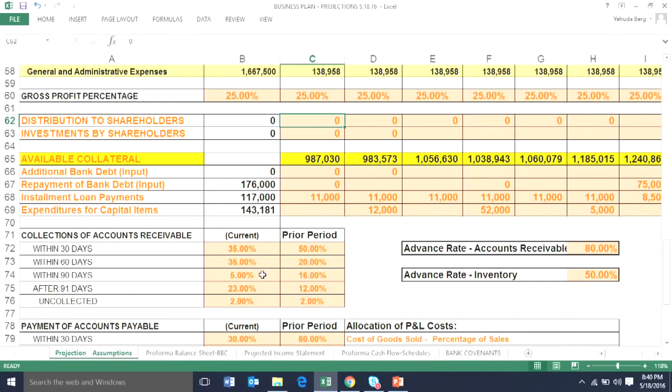In 90 days, I'm going to collect 5,000. After 90 days, I'm going to collect 23. Obviously, people are slow in paying. And uncollected, meaning receivables which I won't collect, will be 2%.